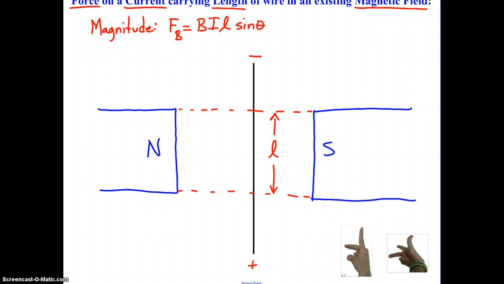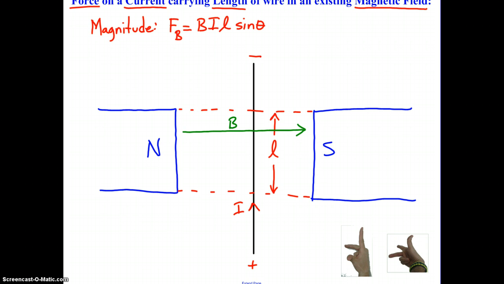And our wire has the bottom side of it connected to a positive and the top side of it connected to a negative. So the conventional current here would run up through the wire itself. The direction of the magnetic field that it's exposed to is away from the north towards the south, outside the magnet. So our B value is to the right.